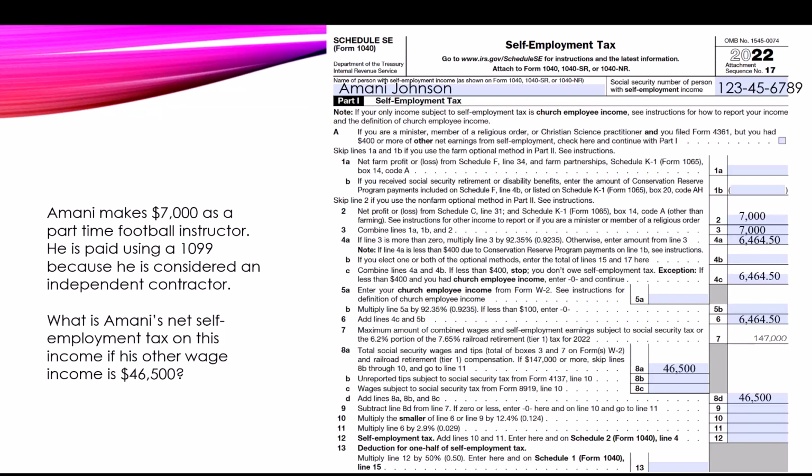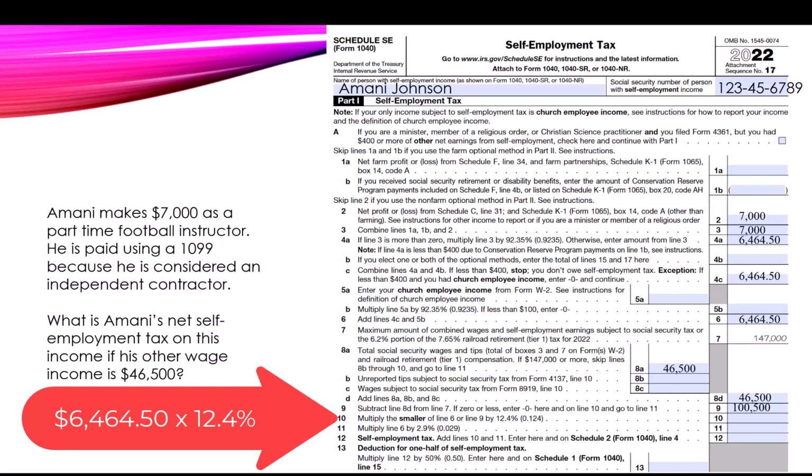Line 9 asks us to subtract line 8D from line 7. In this case, we would have another $100,500 that Imani could earn before he does not owe Social Security tax. Line 10 tells us to multiply the smaller of line 6 or line 9. Since 6 is clearly smaller in this case, we'll multiply the $6,464.50 by the 12.4%, and we're going to report $801.60 as our Social Security tax due.